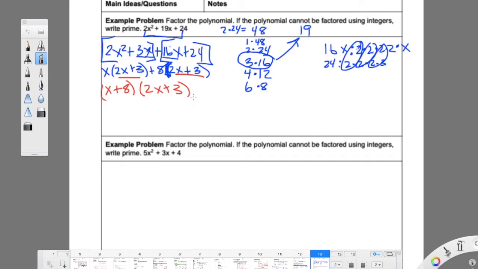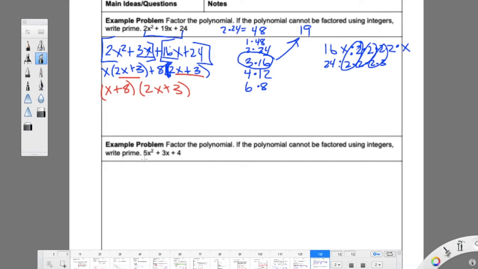Let me see. Are we solving this guy? We are not. So we're just stopping here because they don't have equals 0, and they're not asking us to solve. So we're all done. All right, so we're going to factor this one. Again, if it cannot be factored, we just write prime.